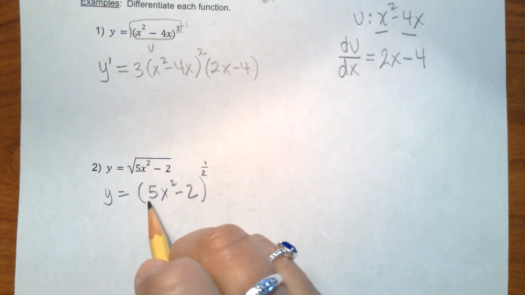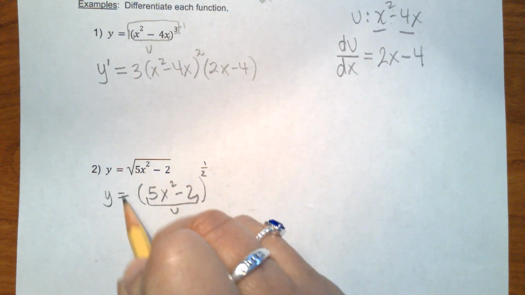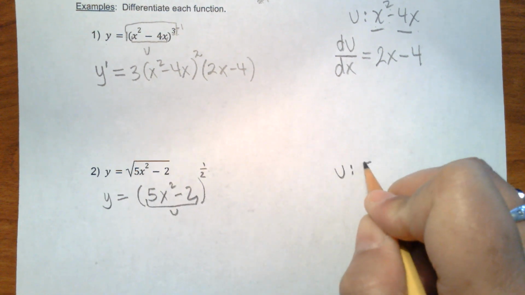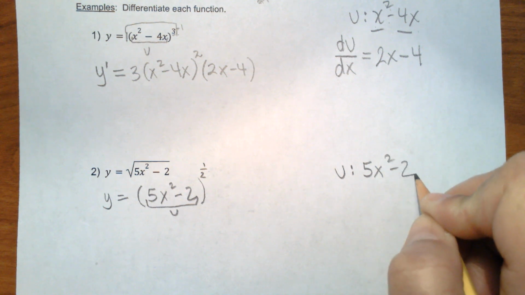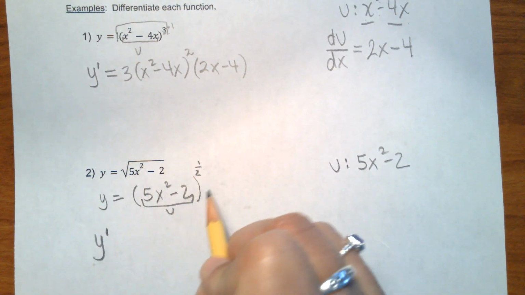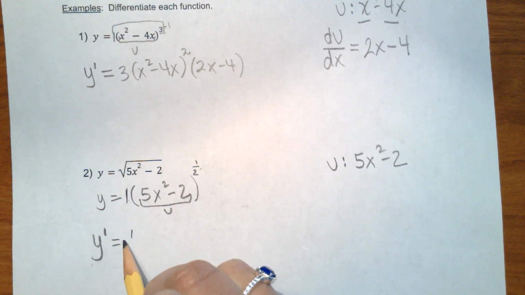Okay, so let's locate our inside part. Here's our inside part. This is our outside part, the whole other part of it. Let's write down our inside part on the side. Perfect. Then let's come back here and differentiate the outside part. This is a 1. So 1/2 times 1 is 1/2.